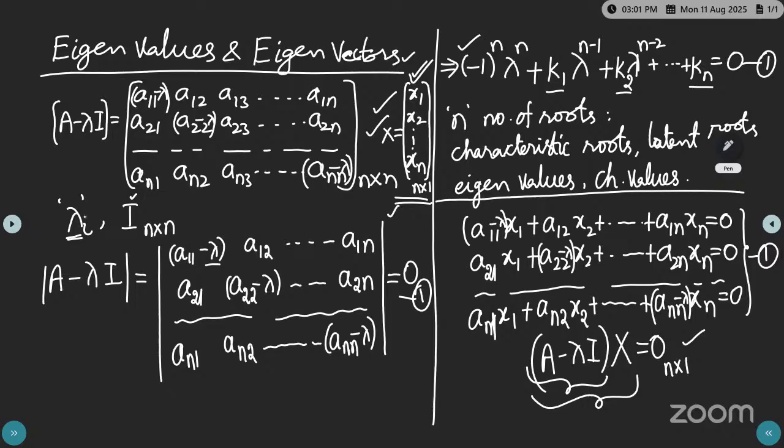If eigenvalues are equal, maybe, I'm saying maybe, the corresponding eigenvectors may be different. Okay, next.